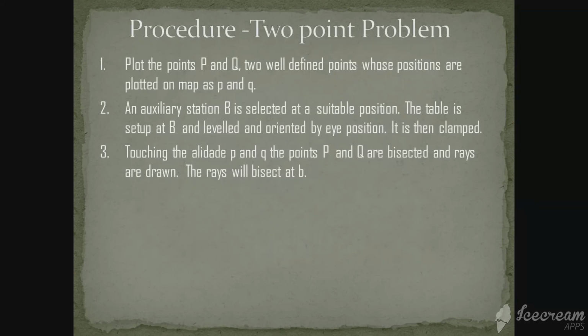Now we move on to the procedure. Plot the points P and Q, which are well-defined points whose positions are plotted on the map as P and Q. An auxiliary station B is selected at a suitable position. The table is set up at B, leveled and oriented by the previous position. It is then clamped. Touching the alidade to P and Q, the points P and Q are bisected, and rays are drawn. The rays will intersect at B.